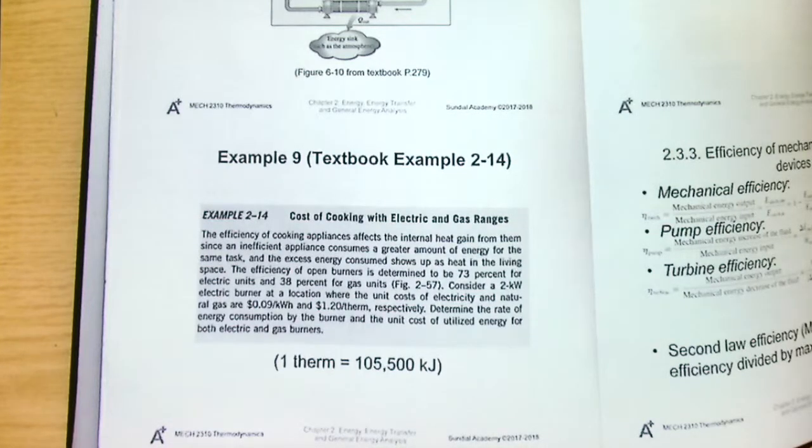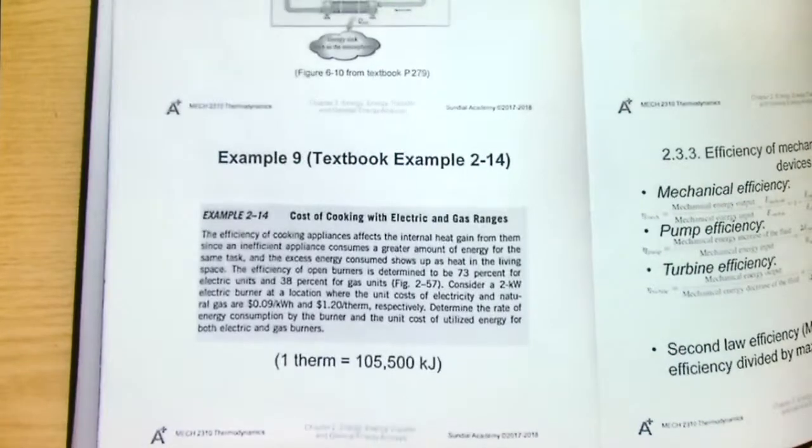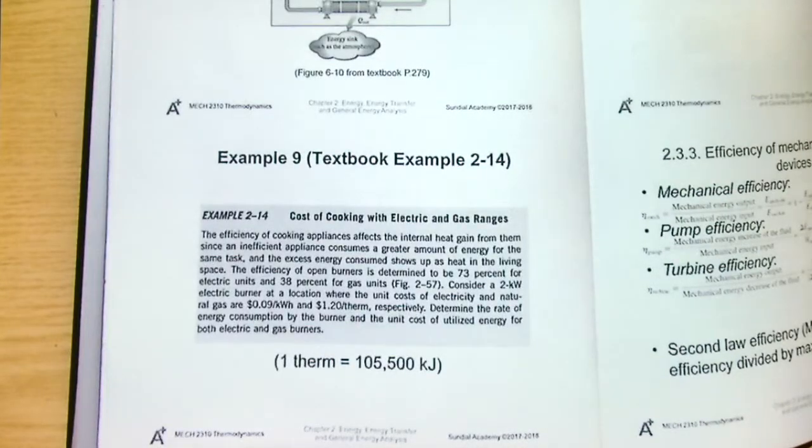Consider a 2 kilowatt electric burner at a location where the unit cost of electricity as well as natural gas will be these two values: $0.09 per kilowatt hour as well as $1.20 per therm. One therm is 105500 kilojoule. I've stated that here. And we need to determine the rate of energy consumption by the burner as well as the unit cost of the utilized energy for both electric as well as gas burners.